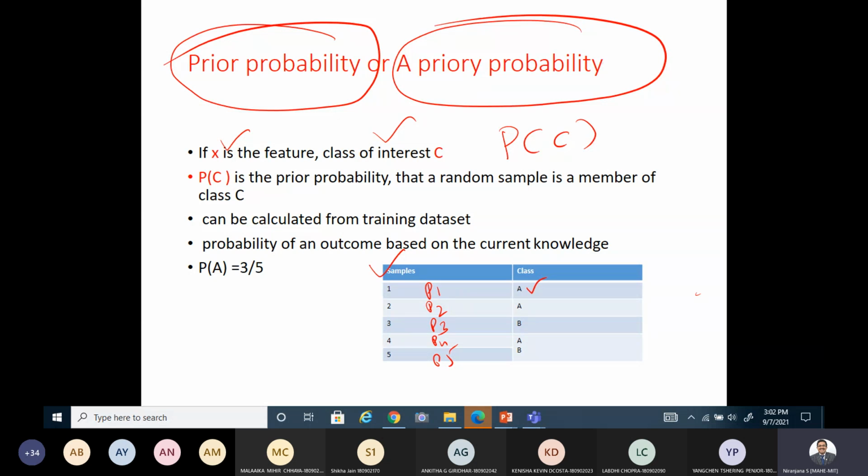One of the classes we just generally call A. P1, P2 and P4 are A. The rest are B. That is what is shown here. In this case, if you want to calculate the probability of class A, how will you calculate it? Any one of you?